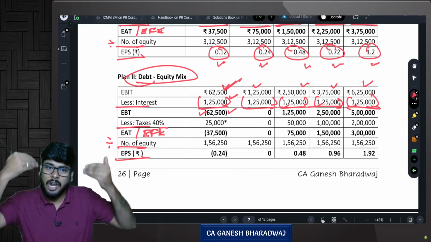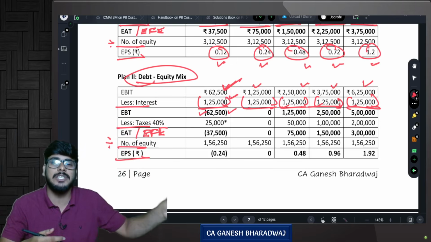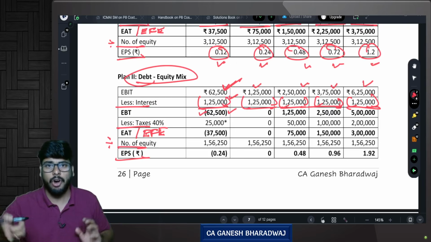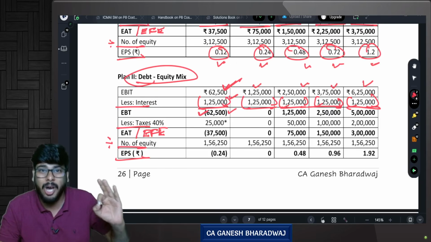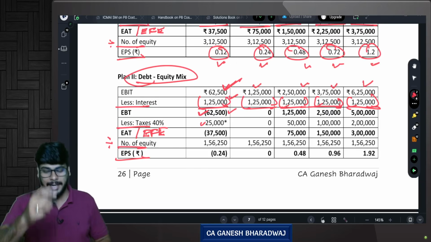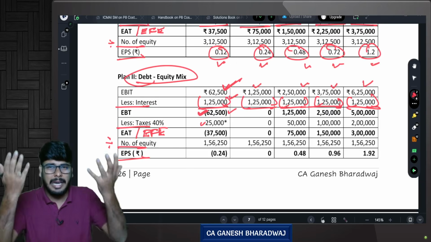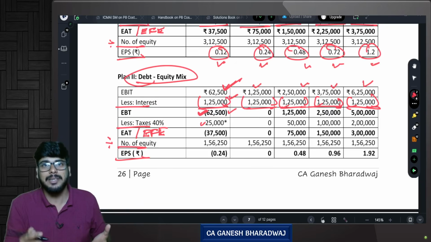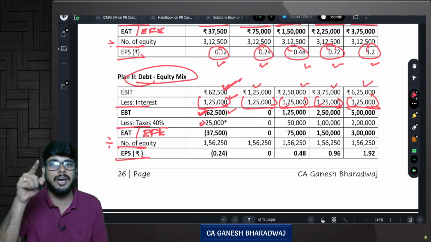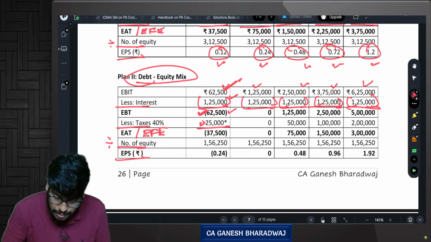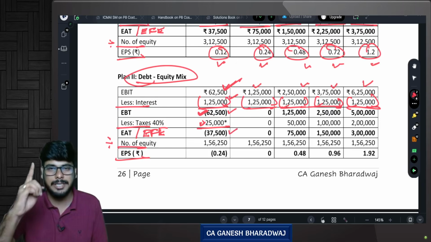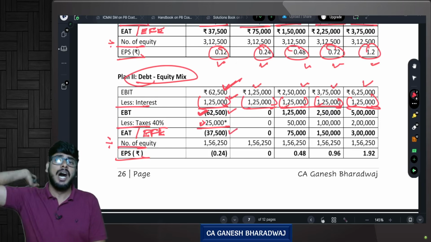Why? Because the losses can be set off against the profits from another business of the same company, or it can be set off in the future years also. Or in other words, because of this loss, there is actually some tax saving for me. There is a benefit for me, correct? This is a pain. I'm incurring a loss, but in that pain, there is a gain for me. Yes, there is actually some tax saved here. Are you clear with this? So minus 62,500 plus 25,000 becomes minus 37,500, which is your earnings after tax. Are you clear with this?